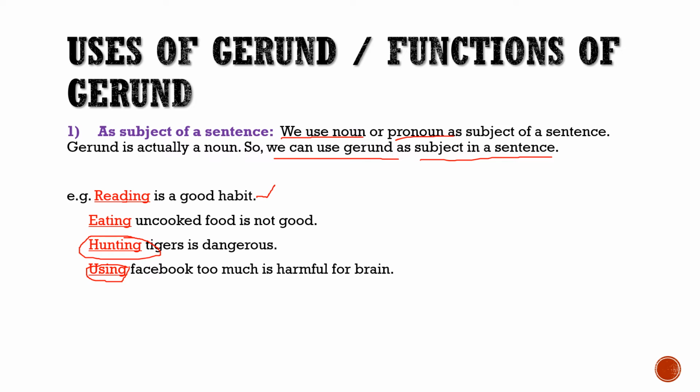এখন এই ইউজিং কে আমরা কিভাবে গঠন করেছি? ইউজ ভার্বটির সাথে আইএনজি যোগ করেছি এবং এরপরে এটি নাউন হয়ে গেছে এবং এটি আসলে একটি জেরান্ড হয়ে গেছে এবং একে আমরা এই বাক্যে সাবজেক্ট হিসেবে ব্যবহার করেছি। So what we can say that we can use gerund as subject in sentence, right?